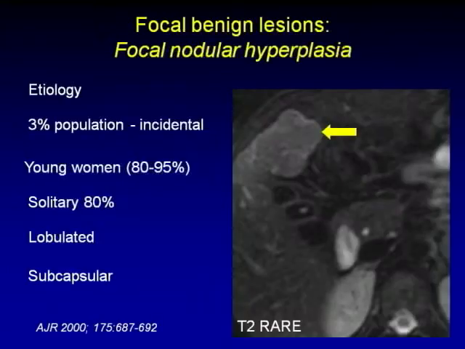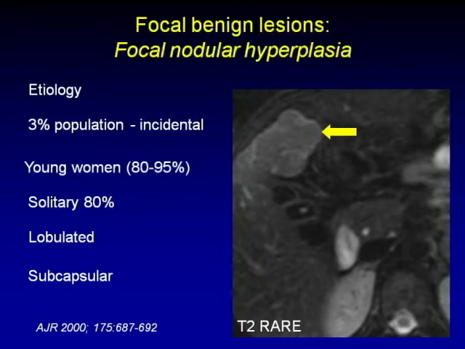Other benign lesions: focal nodular hyperplasia. The etiology of this is not completely clear, but it's thought to represent elements of liver hyperplasia which arise as a consequence of some congenital AVM. They are not that common, about 3% of the population, and they are usually found incidentally when a patient is undergoing a scan for something else.